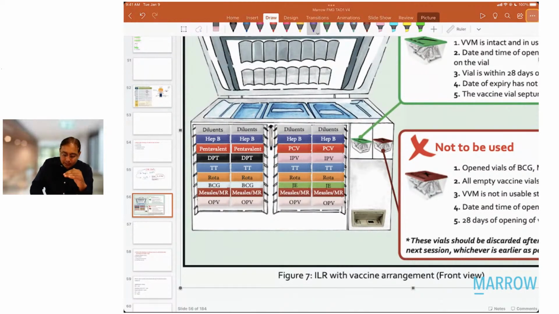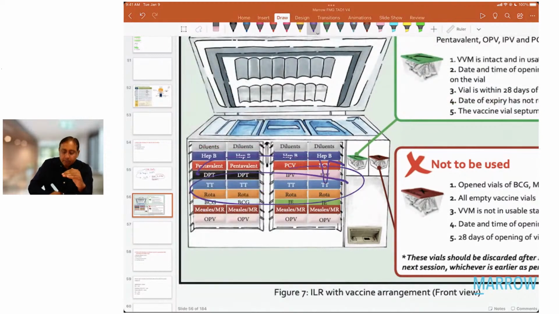Please note that in the central area, it is always the TT vaccine or the TD vaccines. These are kept in the center. Which vaccines are kept in the lower part? Lower part where we have the oral polio vaccine and we have the measles vaccine. Which vaccines are always kept in the upper zone? That is hepatitis B and the pentavalent vaccine and the hepatitis B vaccine.